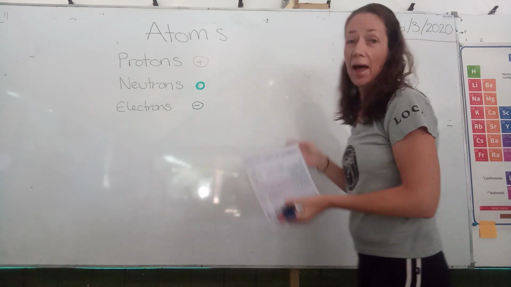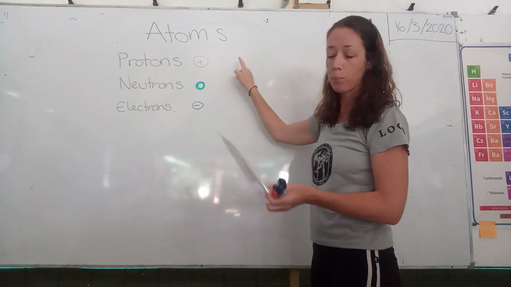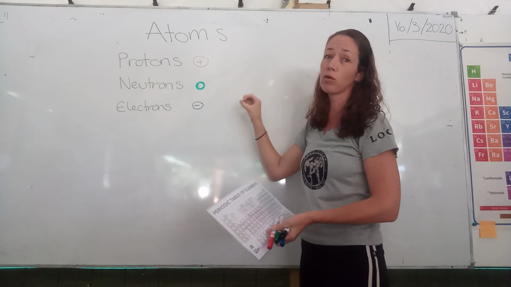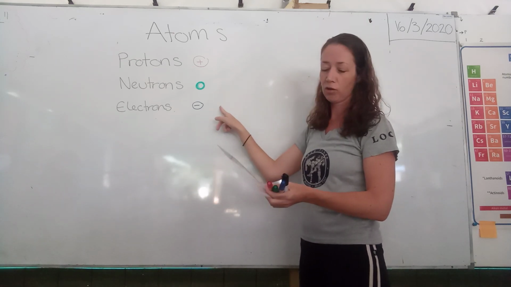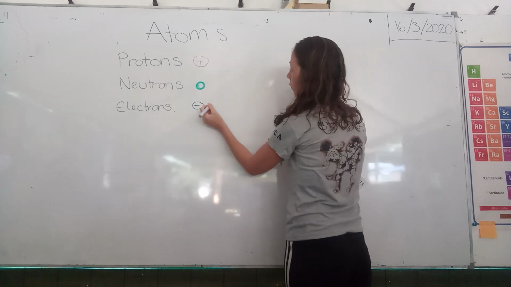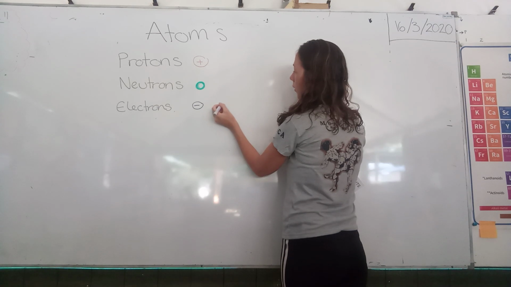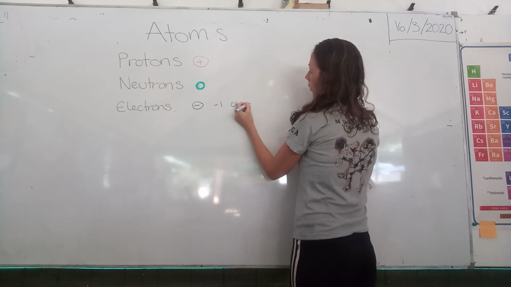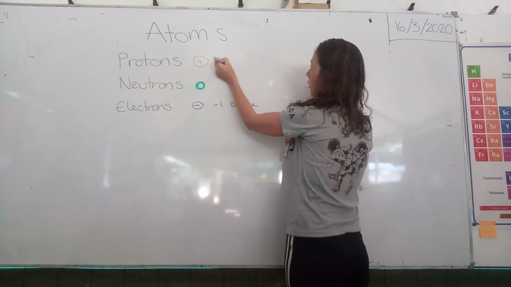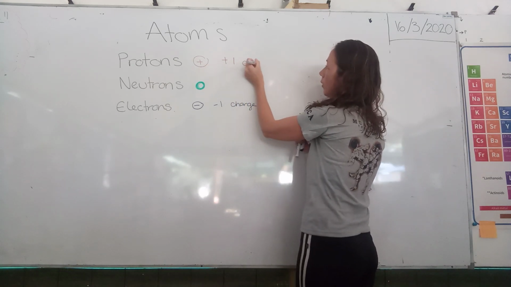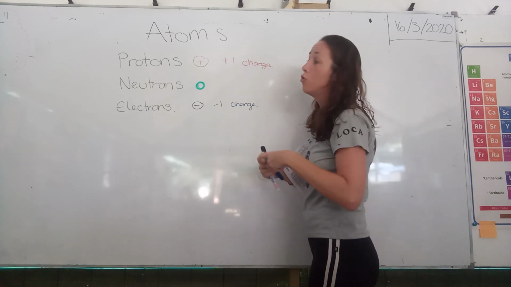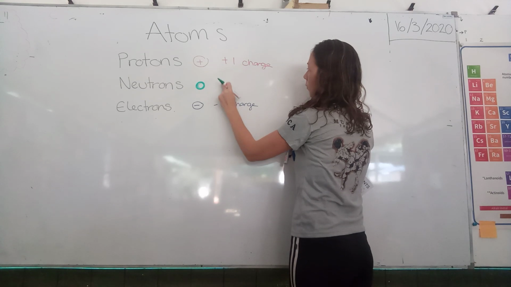Remember, atoms have protons, which have a positive charge of 1, neutrons, which have a 0 charge, and electrons, which have a negative charge of 1. Okay, so electrons, negative 1 charge. Protons, positive 1 charge, and then your neutrons have 0 charge, so they're neutral.